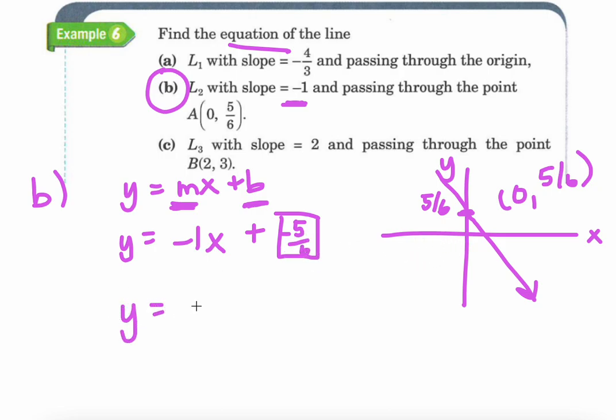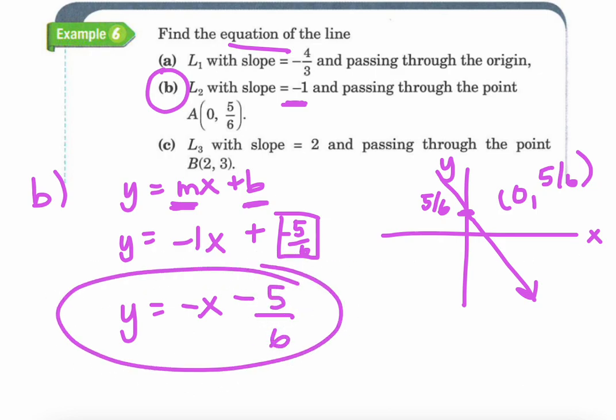So this answer, simplified, would be y equals negative x plus 5/6, because we don't need that 1 in front of the x. This is our final answer for the equation.